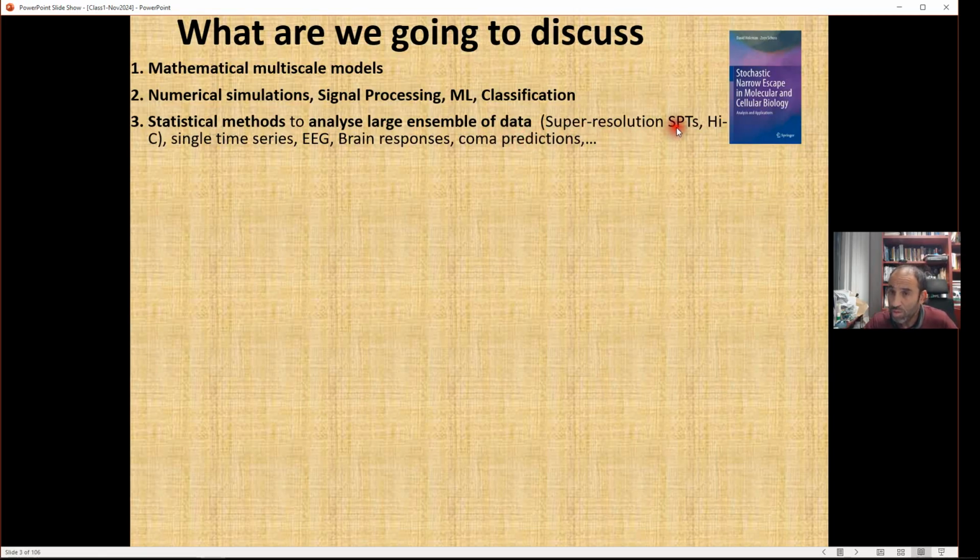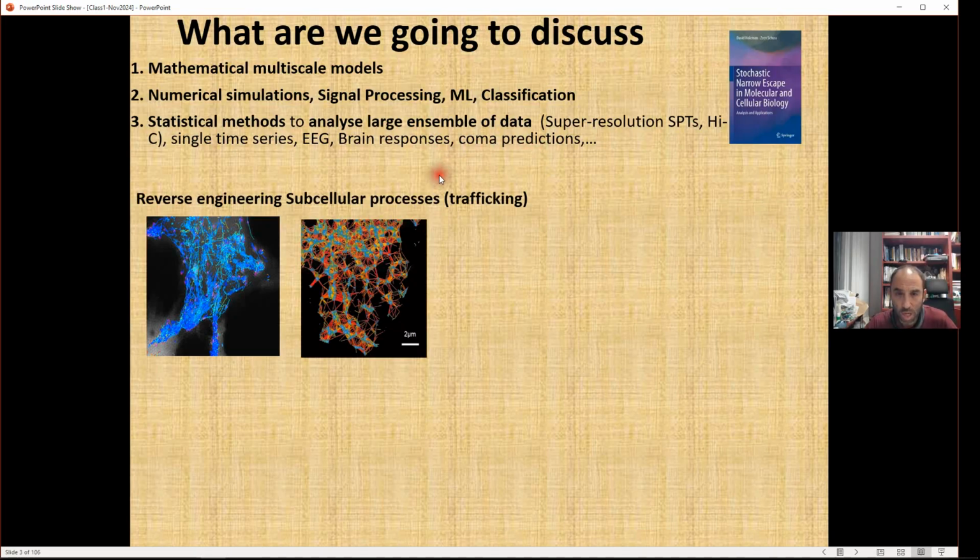So this year I'm not going to discuss much super resolution or single particle trajectories. We will go more from single time series, EEG, brain responses, and if we have time, I'll discuss a bit of the methods we have developed for coma. Most of the time we have to solve a reverse engineering problem, which is well expressed here. If you have many trajectories, for example the blue trajectories here, how do you reconstruct the underlying structure from many trajectories? This usually involves stochastic processes, and understanding how to account for the stochastic behavior of molecules inside a complex structure, such as a network.